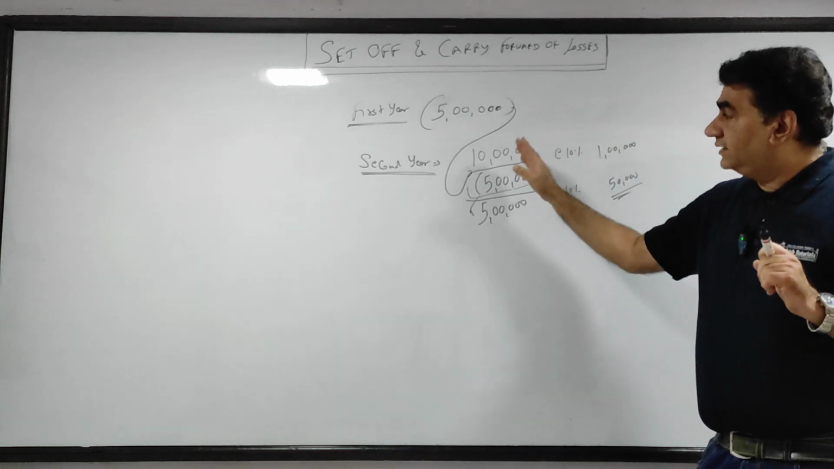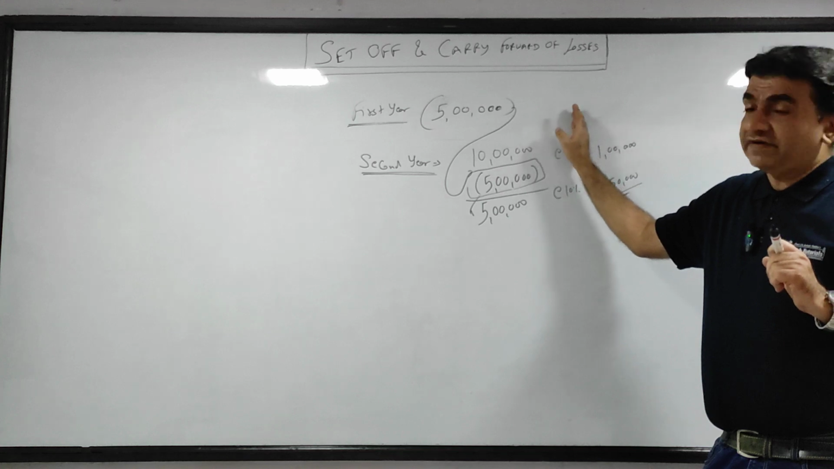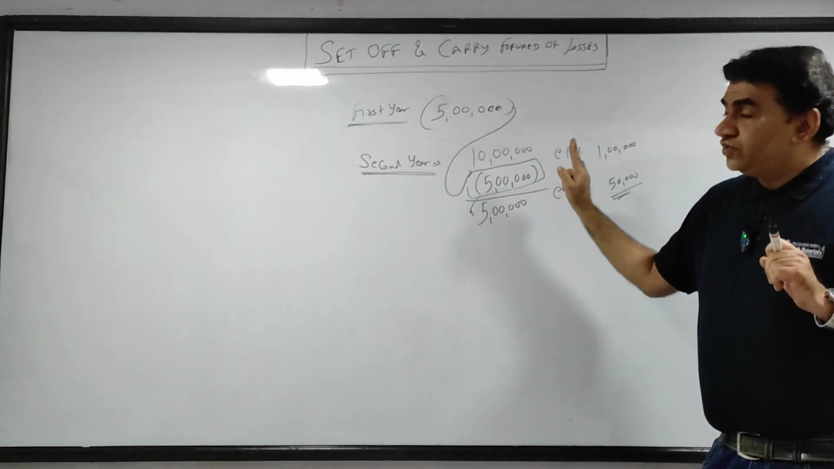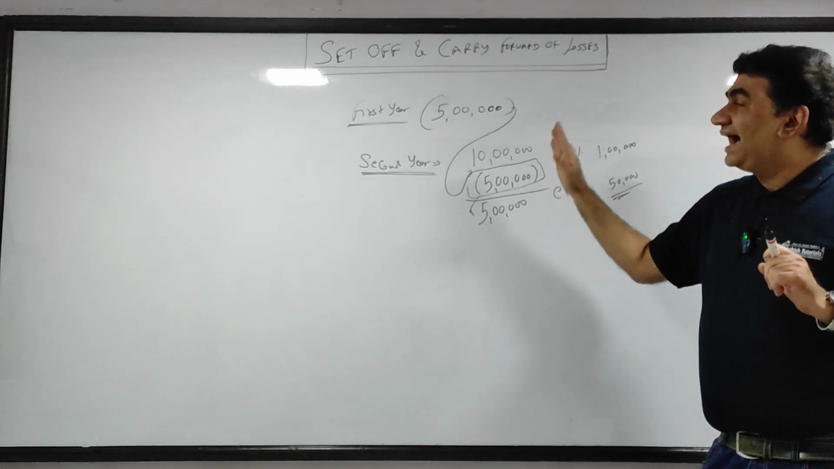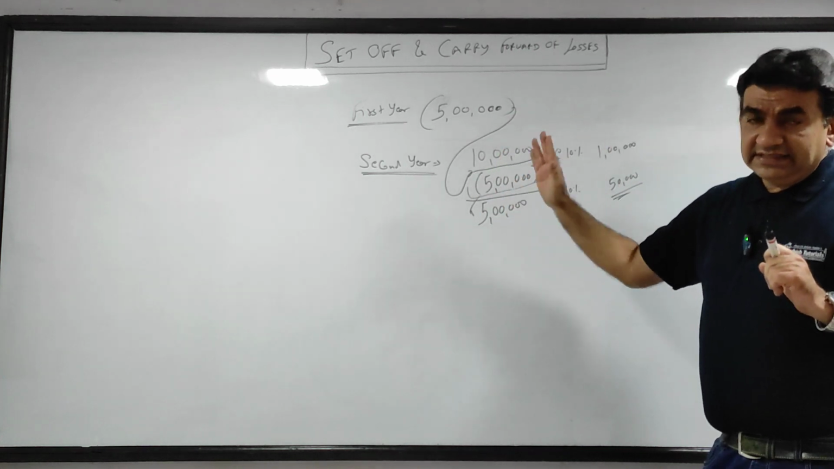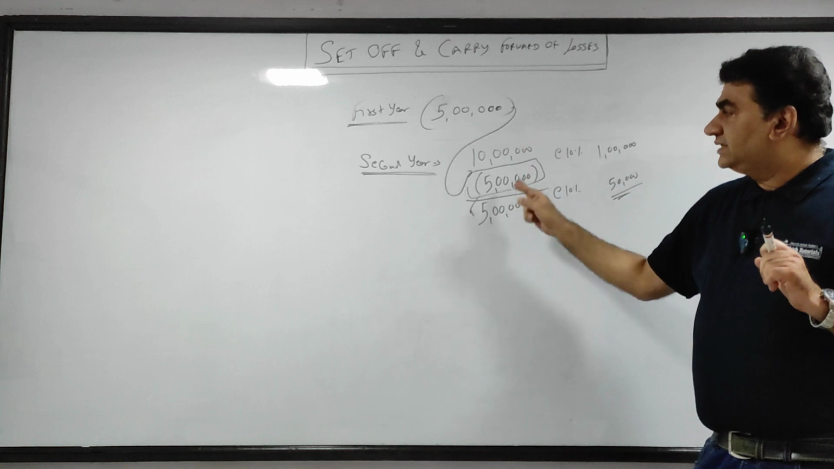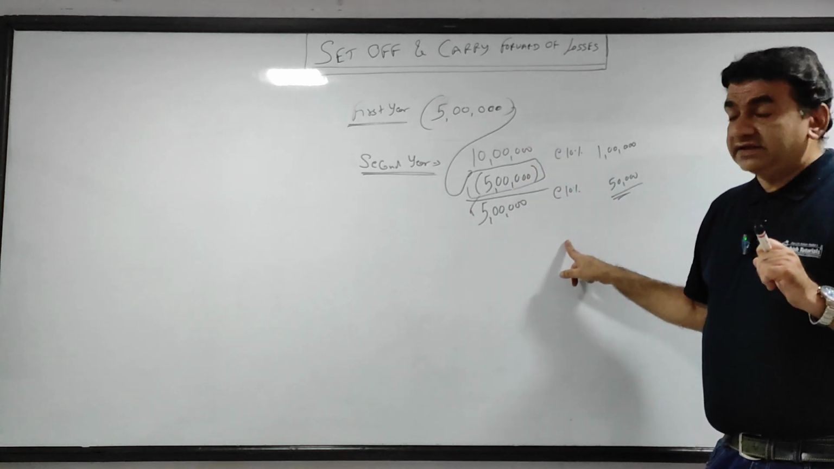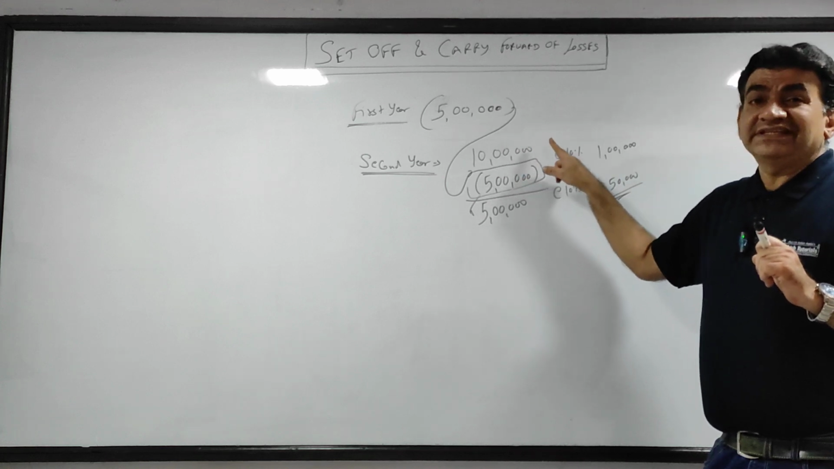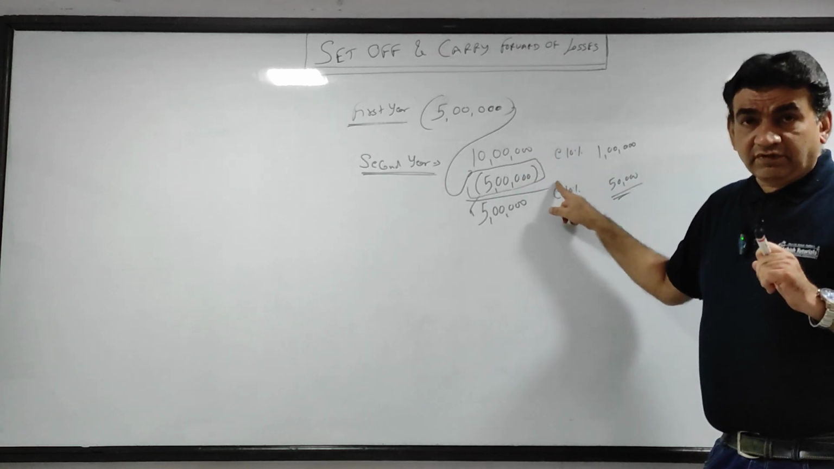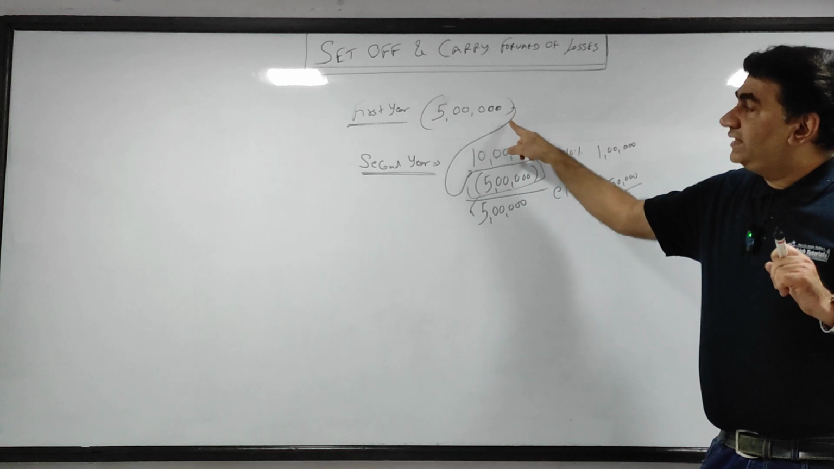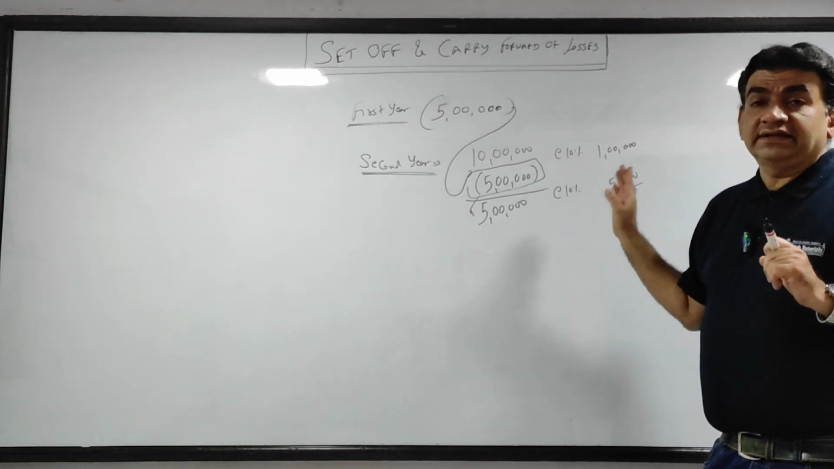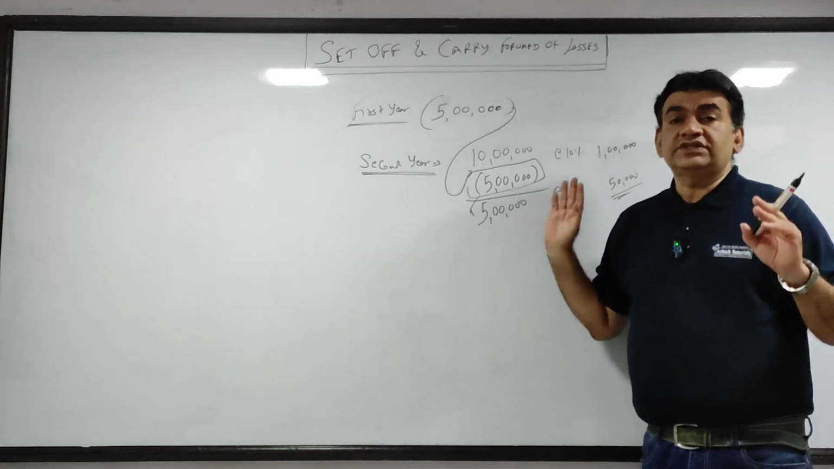Getting it? I'll repeat again. First year mein I made a loss of 5 lakh. Second year mein there is a profit of 10 lakh. So because in the previous year I have a loss, I can set it off. So when I pay the tax for the second year, from my profit of the second year, I will deduct my first year ka loss, and on that I will pay the tax. This is the meaning of set off.